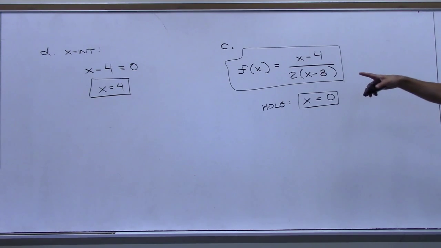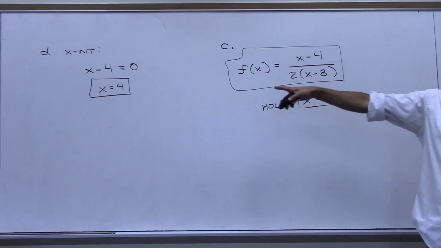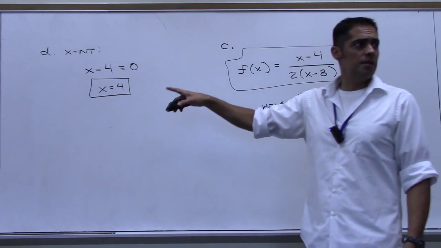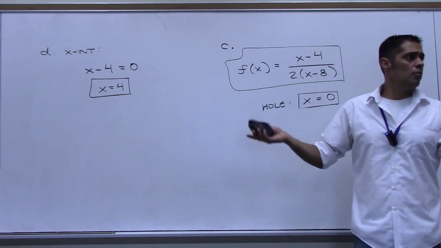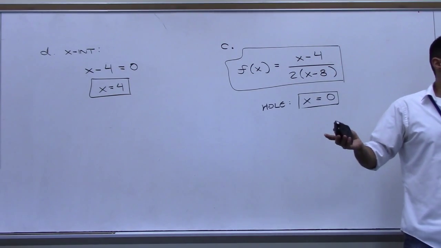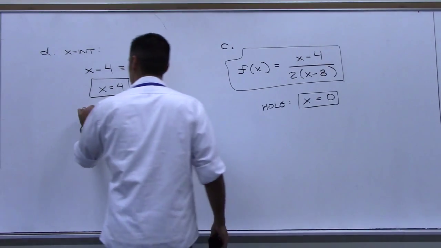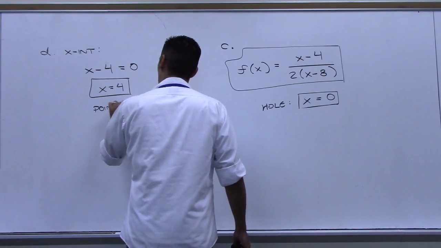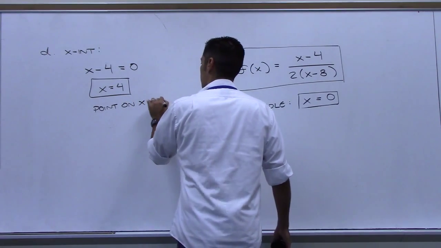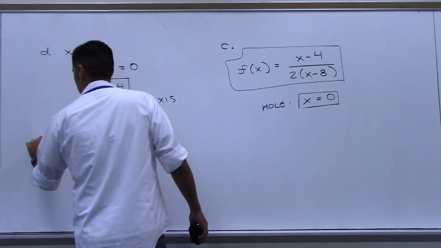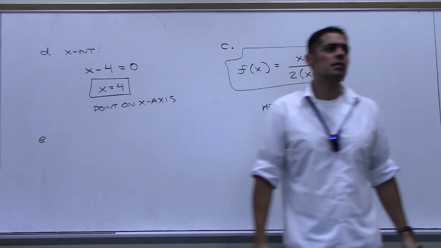What is this on my graph? X equals 4. It's an x-intercept. If I draw it, what is it going to be? Just a point, right? Okay, that's going to be a point on my graph. Let's just remember that. This is a point on the x-axis.